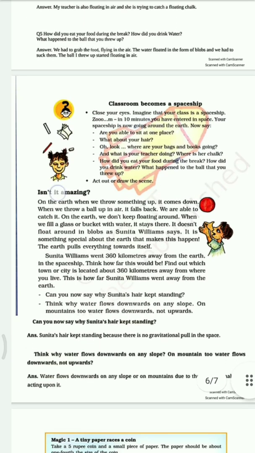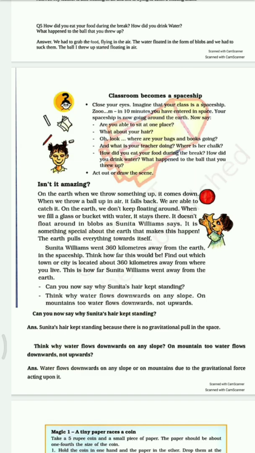Now isn't it amazing? On the earth, when we throw something up, it comes down. When we throw a ball up in the air, it falls back. Okay, so on the earth, when you throw a ball upward, it comes downwards. We are able to catch it. On the earth, we don't keep floating around. When we fill a glass or bucket with water, it stays there.